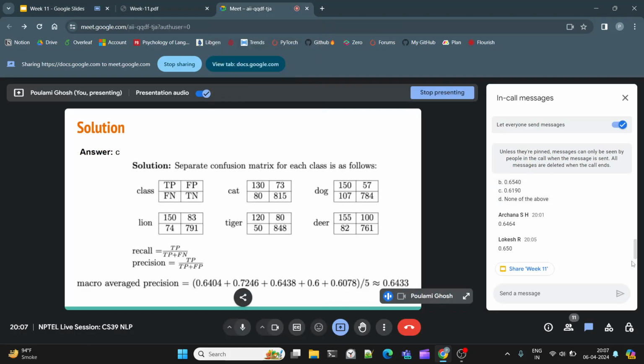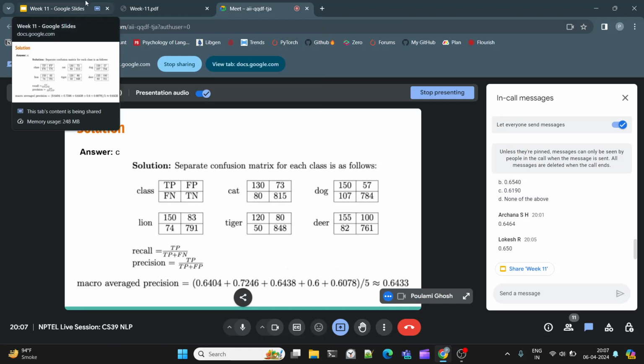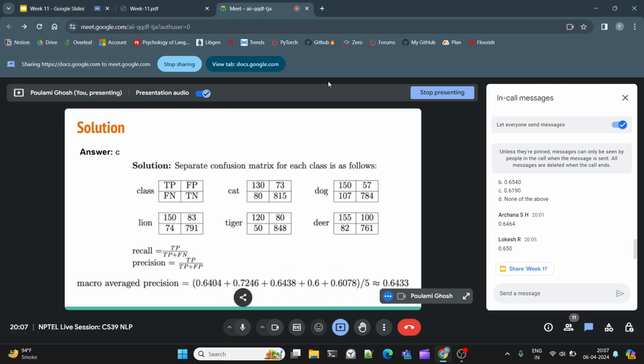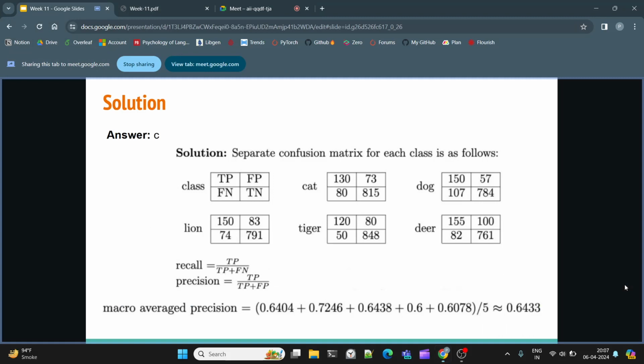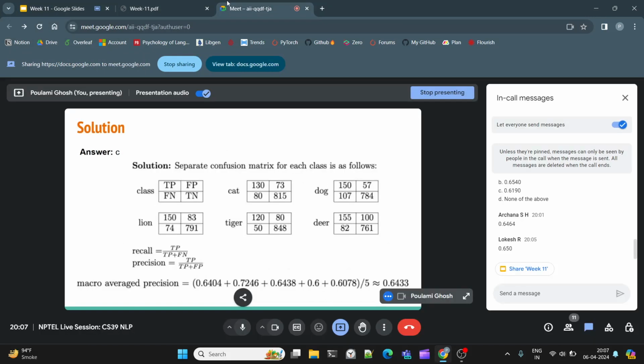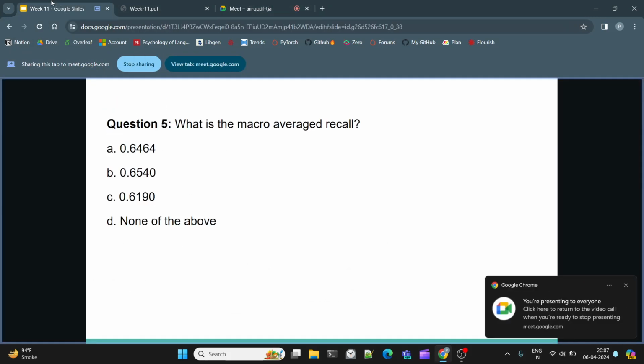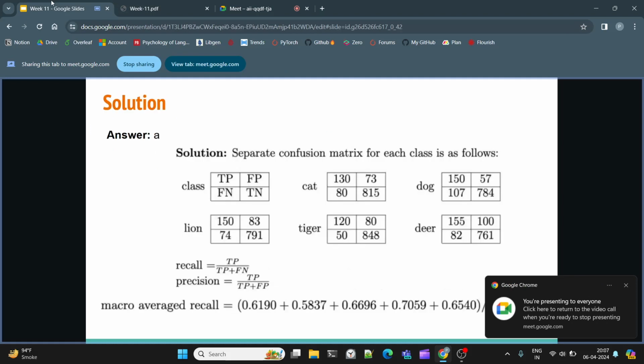So, Lokesh, would you like to add something? No. Okay. How about others on the call? Would you like to add on to what Archana said? Okay. So let's see. This was the problem. So Archana said it correctly.